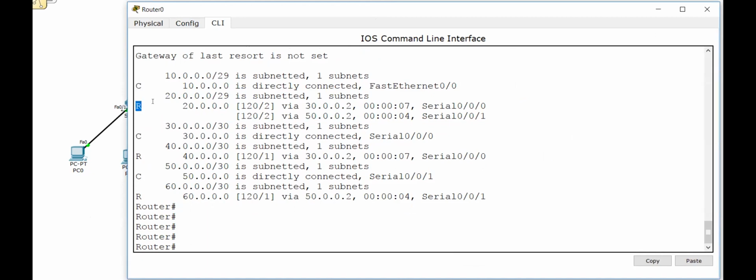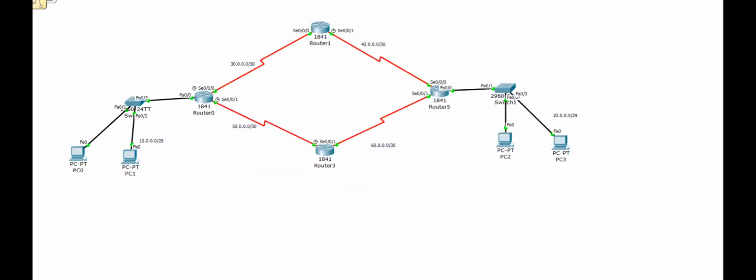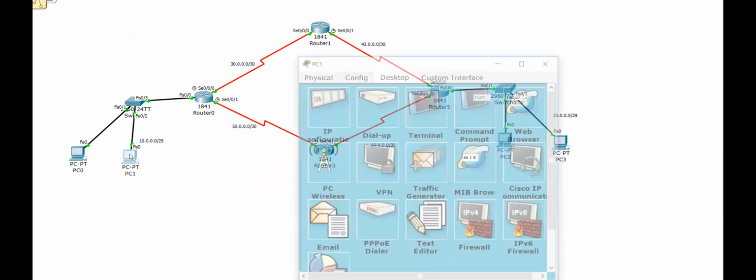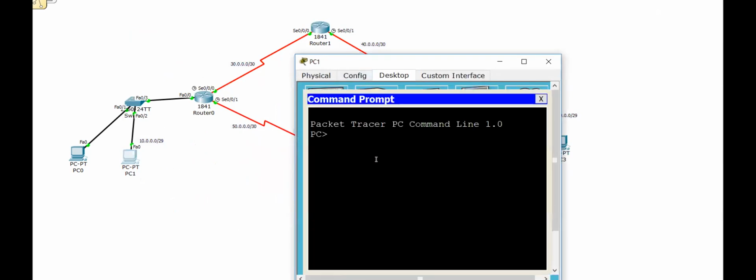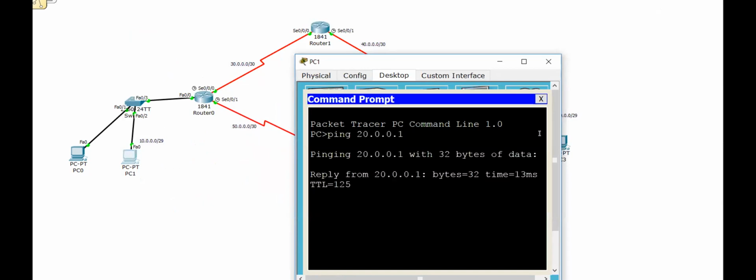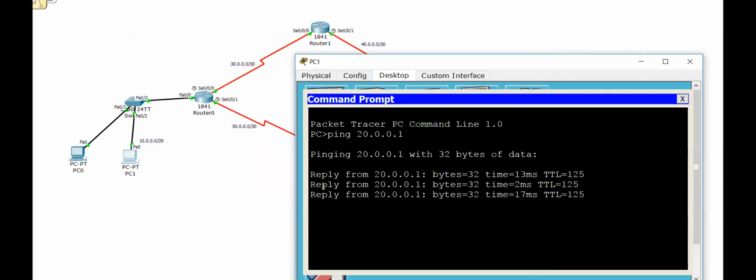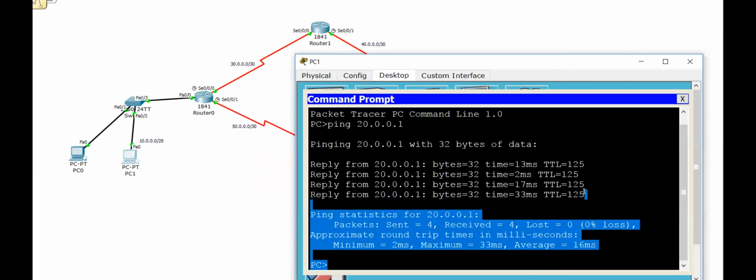But 20 is showing with R, and 40 is also showing with R, 60 is also showing with R. Means it can be pinged now. The first packet will fail. Okay, you can check like this. Command prompt, ping 20.0.0.1. Now you are checking that your packet is successful.